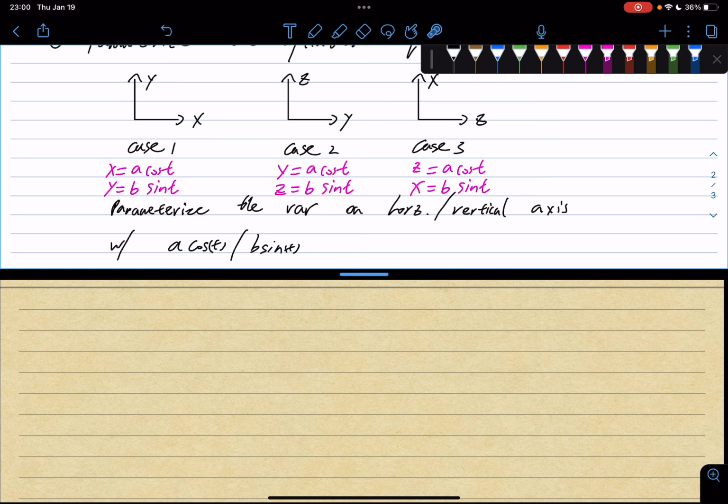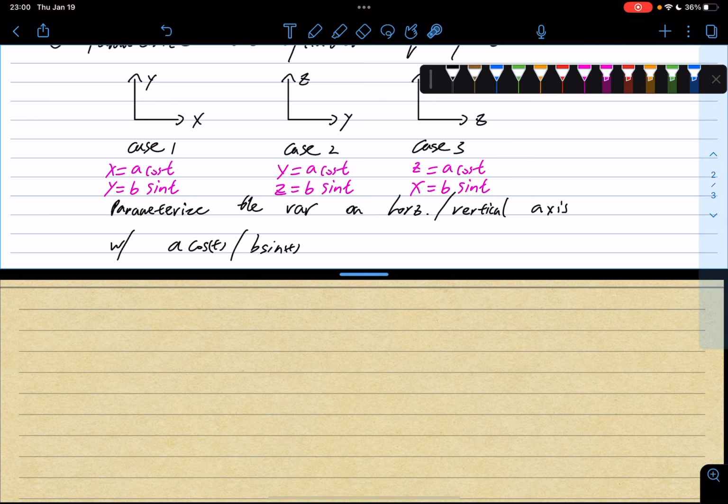Because of the right-hand rule, if you want to draw a coordinate system like this, one is pointing up, one is pointing to the right. You have three options: x, y, which everybody knows. You also have y, z, and you also have z, x.